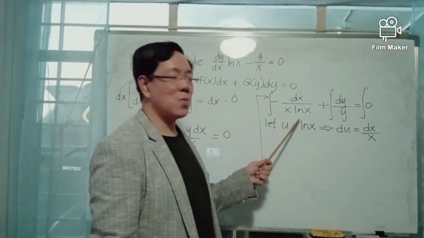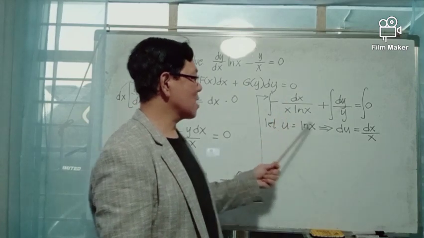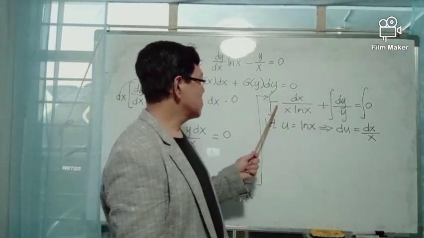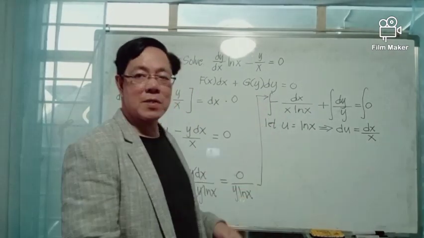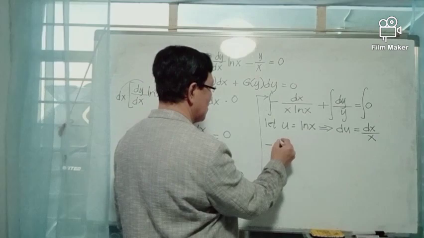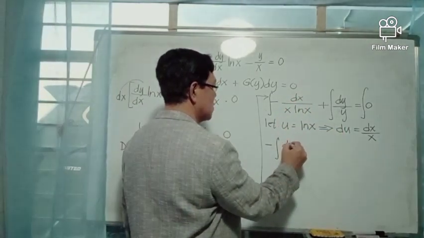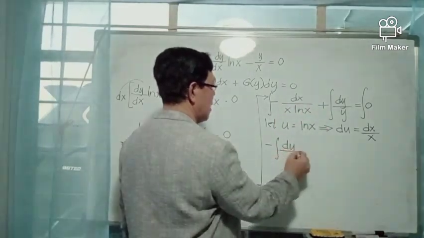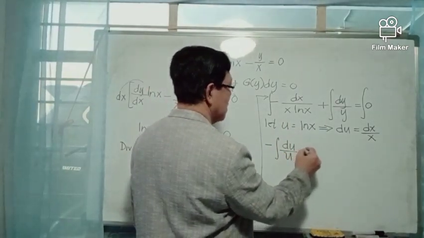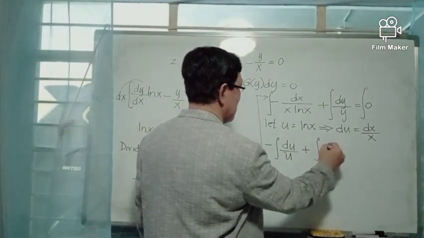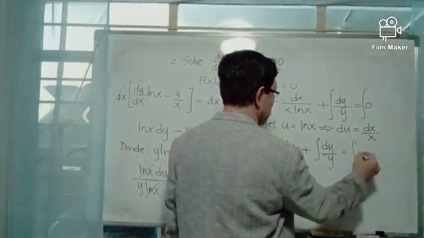In the first term, we replace ln of x with u. We replace dx over x with du. And we still have the negative. We can actually factor out the negative, and the first term becomes negative of the integral of dx over x, which is du, over ln of x, which is u, plus the integral of dy over y equals integral of 0.